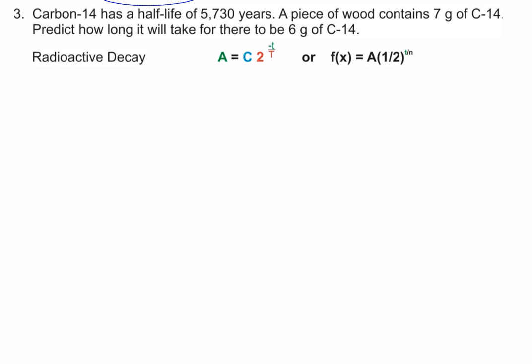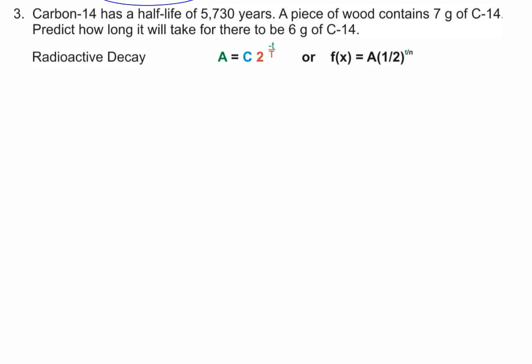Carbon-14 has half-life 5,730 years. A piece of wood contains 7 grams of carbon-14. Predict how long it will take for there to be 6 grams of carbon-14. Carbon-14 decays. Now, we're going from 7 to 6. Do we have less than half of it gone? Yeah, we only lost 1 gram out of the 7. So we better end up with less than 5,730 years.